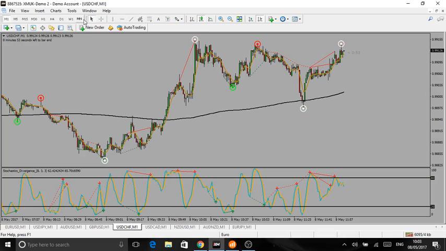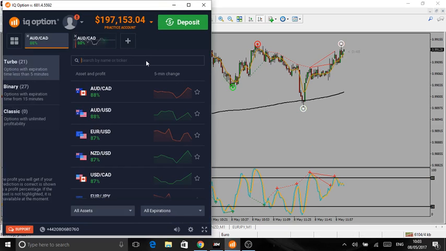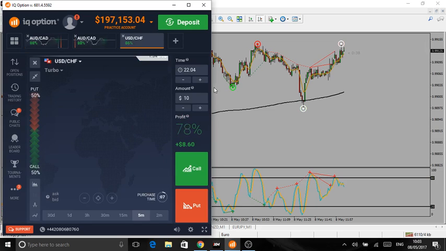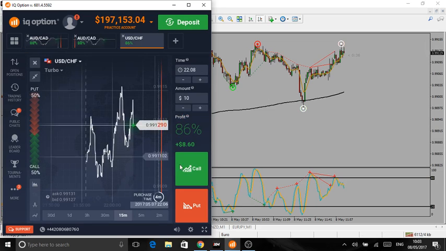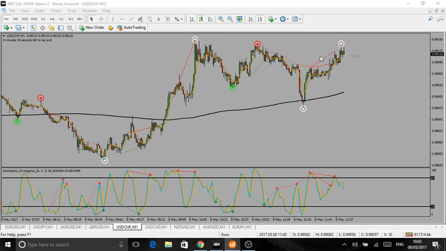Let me look for a setup. USDHL. There you go. I'm gonna put a 5 minute call, 5 minute put. I'll put 1,000 on this one. Okay, and we'll see what happens to this trade.